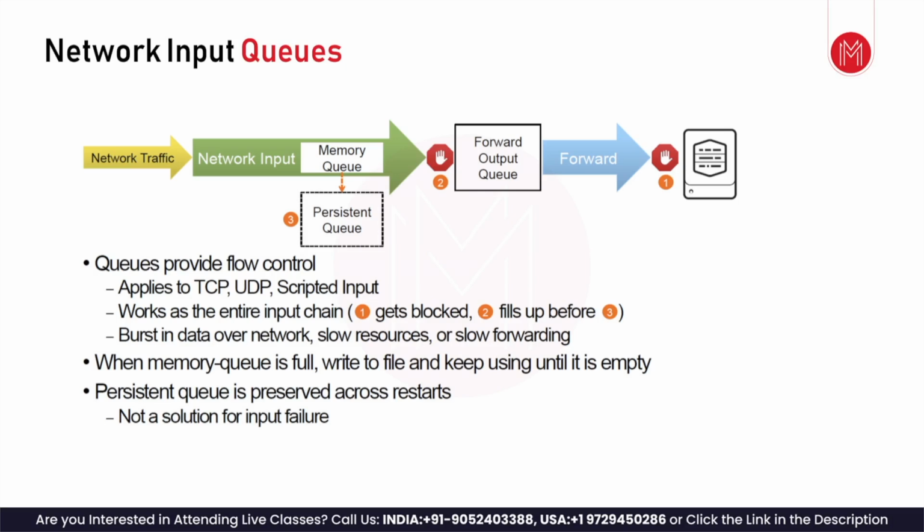And persistent queue is nothing but it is preserved. So even if the indexer goes down, the data will be stored in the persistent queue, and when the indexer comes up, the data from the persistent queue is immediately available in Splunk. So there will not be any data loss. It is also not a solution for input failure, but it preserves the data when the indexer is getting restarted or when it is going down.